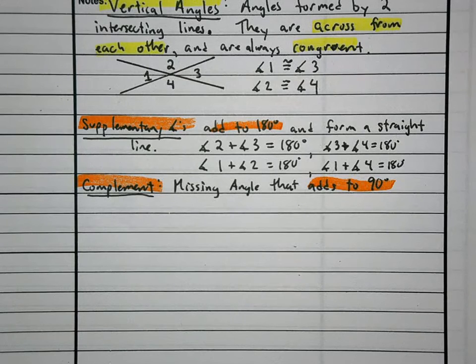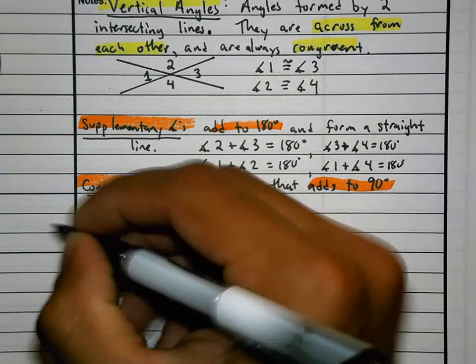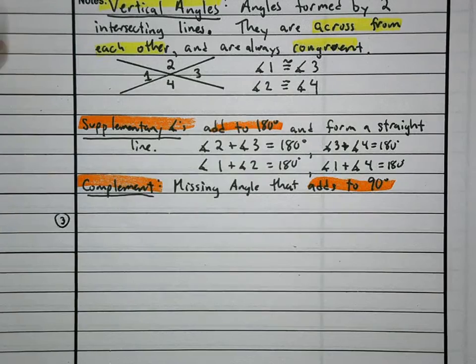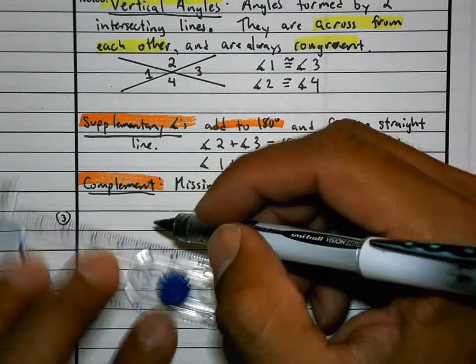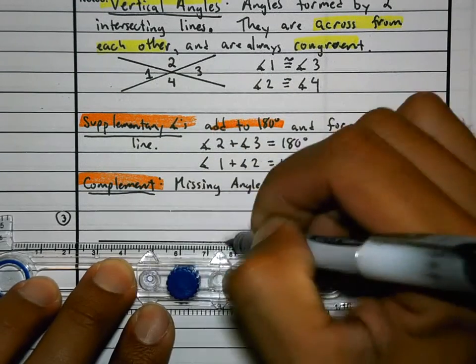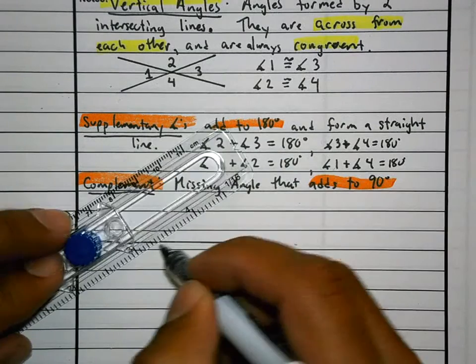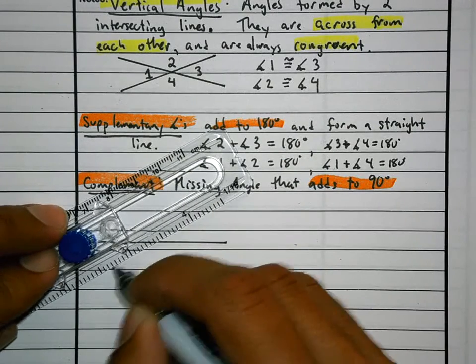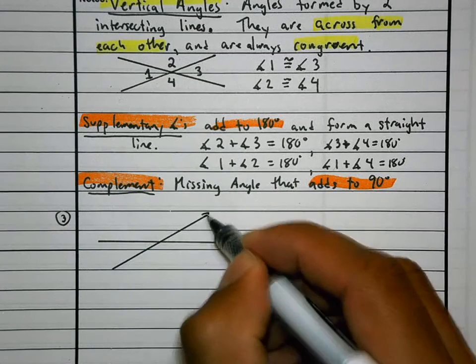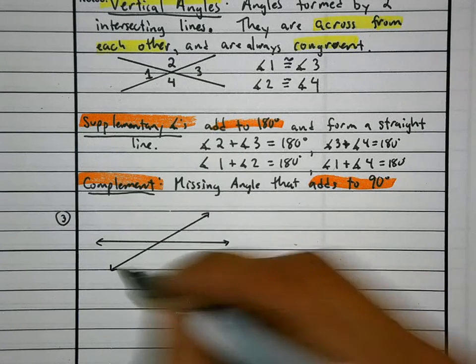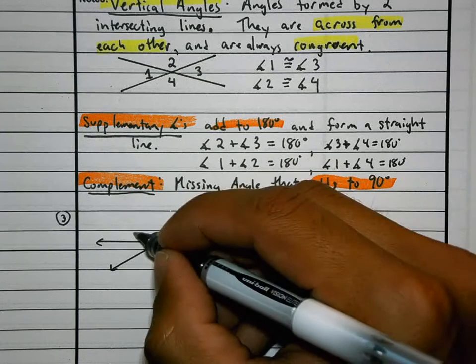So let's do an example. Something that's going to be a little bit harder. Let's jump to number 3 right off the bat. Number 3 looks like this. Very similar.